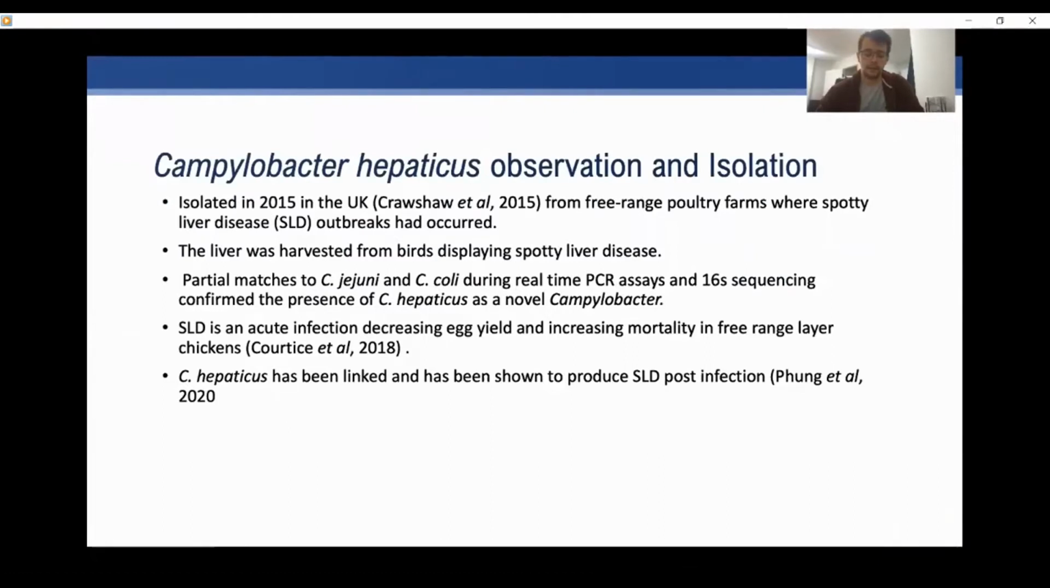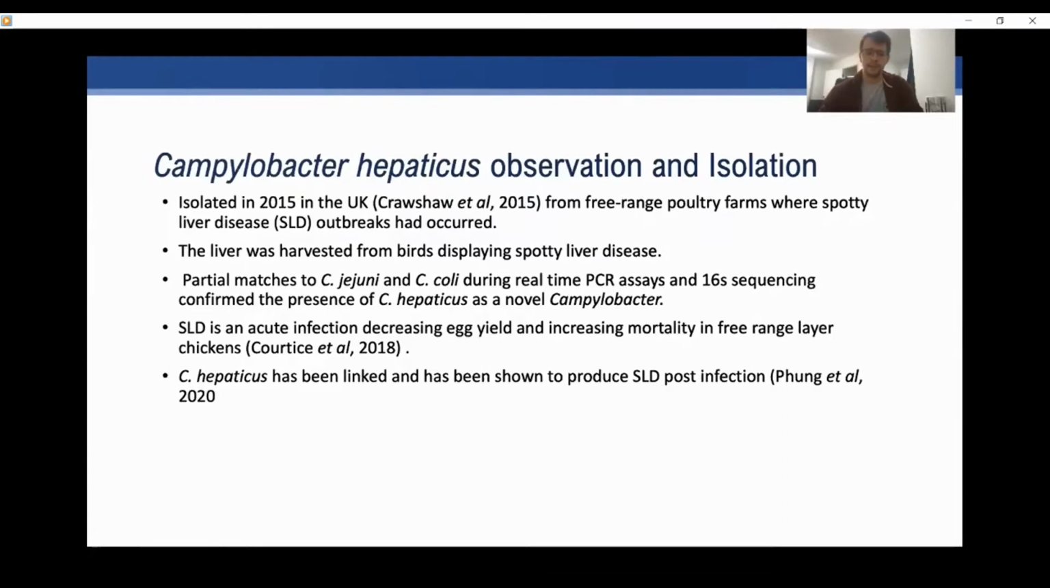farms. It was discovered while sampling the liver of birds displaying spotty liver disease, and it was noted that there was a Campylobacter which had partial matches to C. jejuni and coli during PCR analysis. It was only after 16S sequencing that they confirmed the presence of a new Campylobacter, Campylobacter hepaticus.